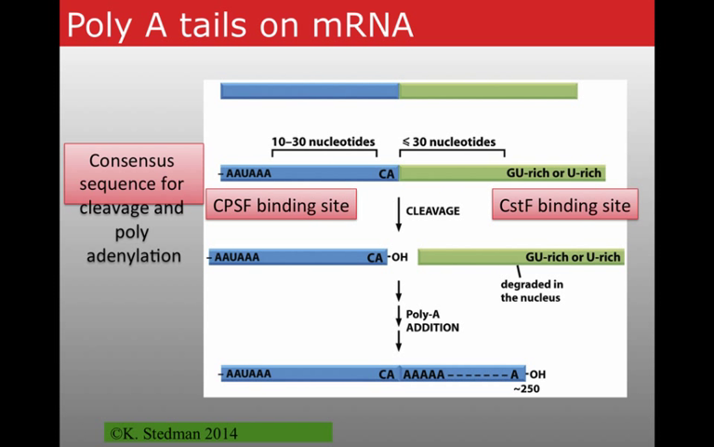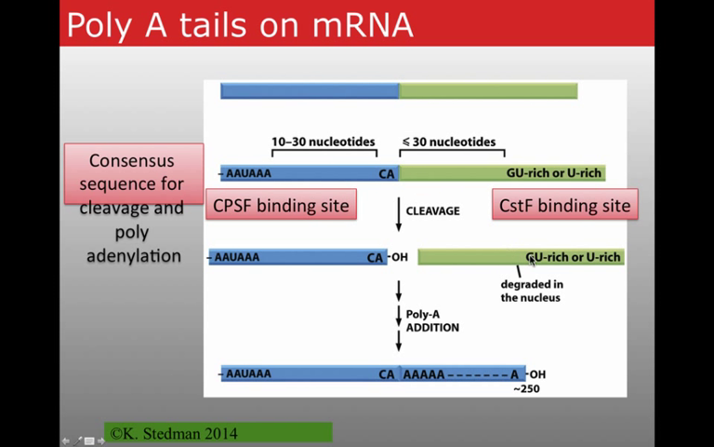This should sound kind of familiar as far as rho-dependent termination in bacteria. There's the rut sequence that rho protein binds to. Here we have the CPSF binding site. And then 10 to 30 nucleotides later, there's a cleavage of your messenger RNA that takes place. And this is now the template for polyadenylation by the polyA polymerase.